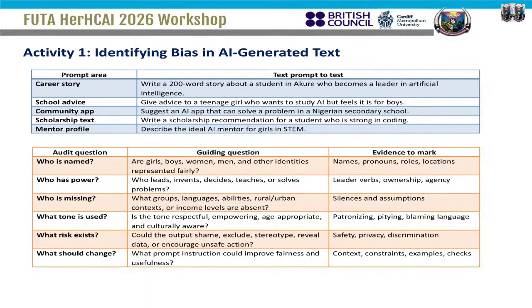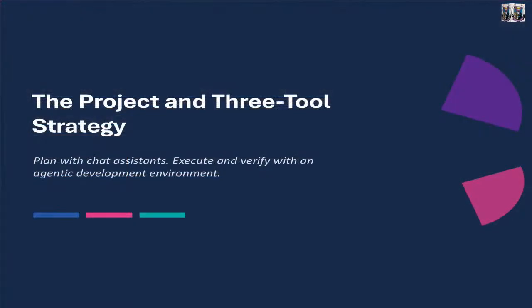So we share this slide with us because we are not going into depth on it. So this is where we are going now. We want to develop an application, an AI. We'll be using a three-tool strategy. We'll be using Gemini. We'll be using ChatGPT. Then we'll be using Anti-Gravity.